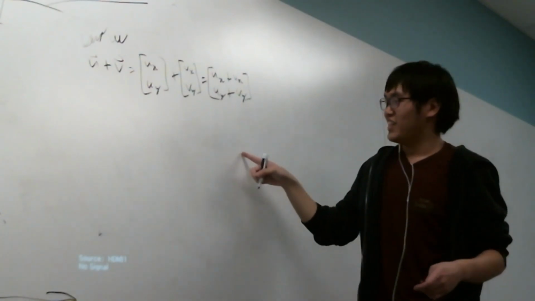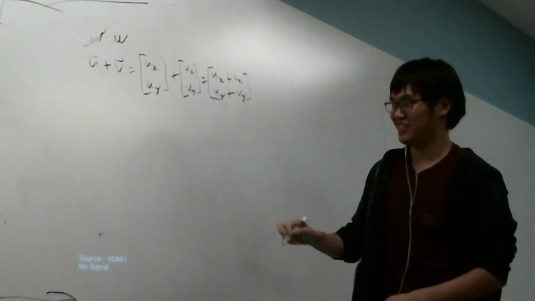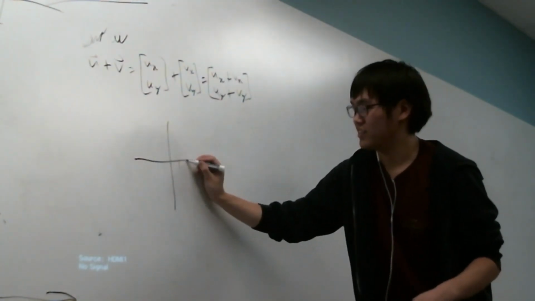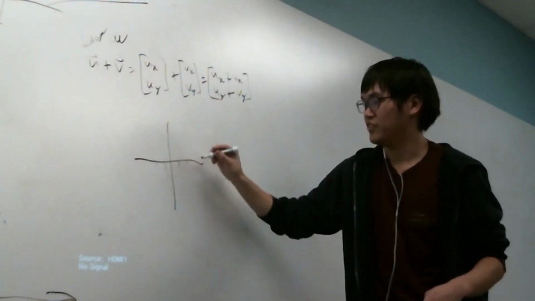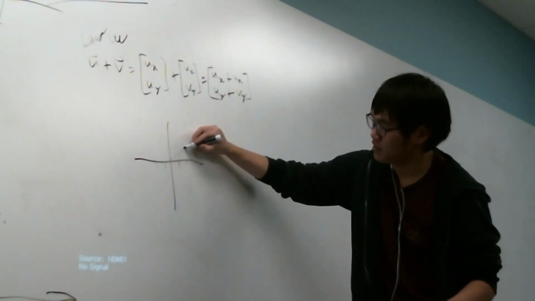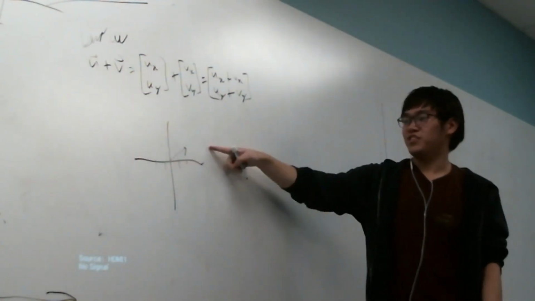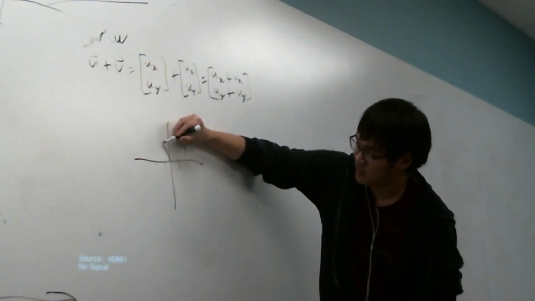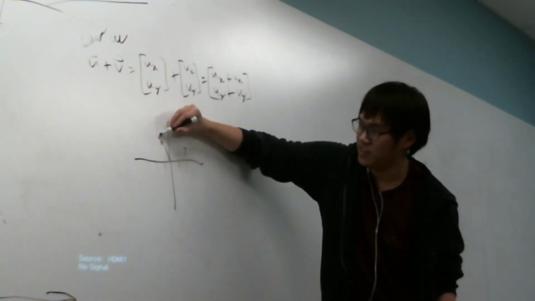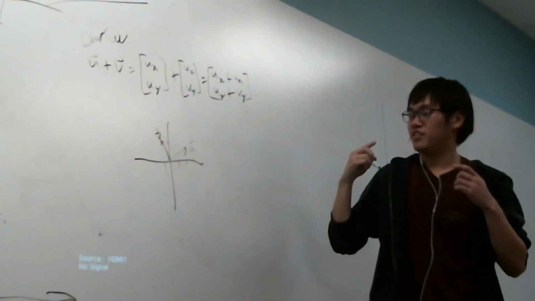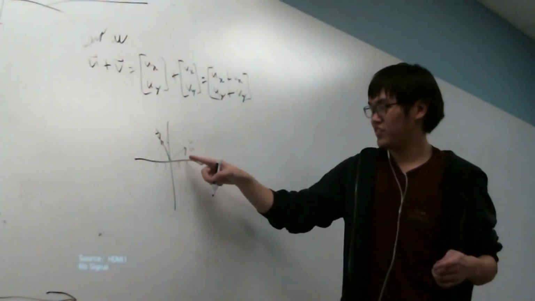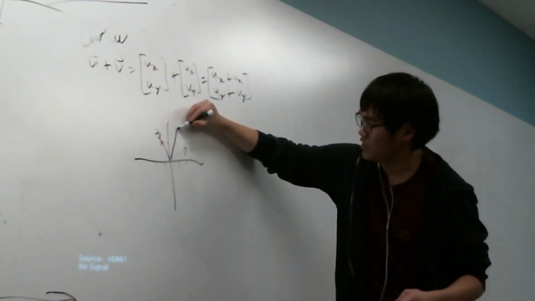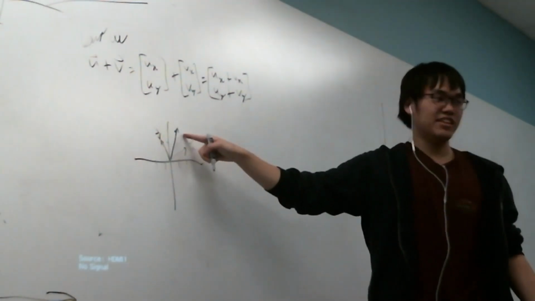So what does that look like in terms of arrows and graphs? If we have a graph, there's a vector going up to there, let's say that's U. And if we have a vector going up to there, that's V, right? And the vector addition is something like up there. And how did I get that?